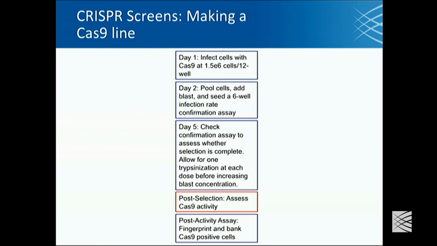On the first day, you want to infect your cells with Cas9 at 1.5 million cells per 12 well. On day 2, you want to pool your cells and add blasticidin, and you want to seed a 6-well infection rate confirmation assay that can tell you that your non-infected cells have been dying at a particular dose of blasticidin. On day 5, you can check your confirmation assay to assess whether your selection is complete, but with blasticidin, it's better to allow for 1 trypsinization before you count your assay. After selection, you want to assess Cas9 activity, and after the activity assay, you want to make sure that you're fingerprinting again and banking Cas9 positive cells.